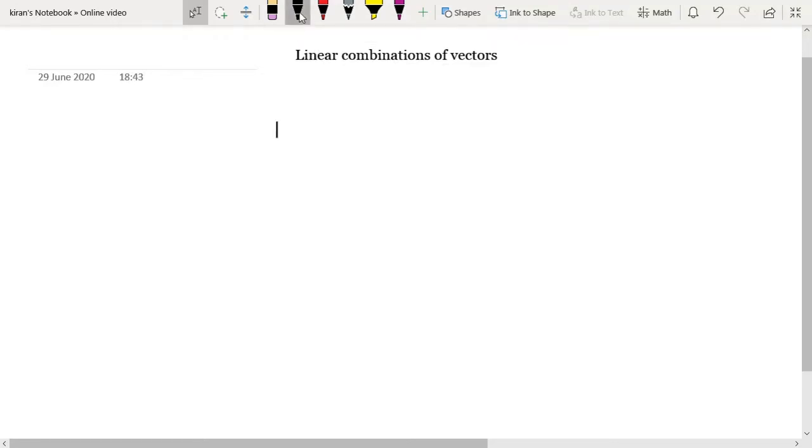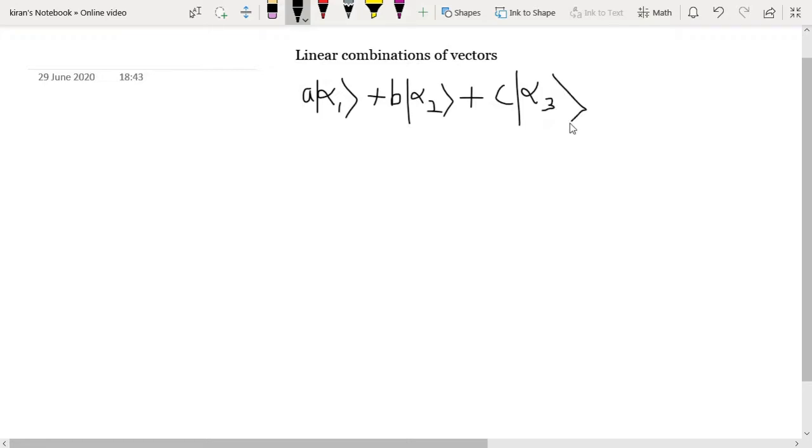So in case of linear combination, I can write something like this. Suppose I have a scalar a, I multiply that scalar by a vector, let's say alpha 1, plus a scalar b multiplied by vector alpha 2, plus scalar c multiplied by vector alpha 3. Such a combination of scalars and vectors is known as a linear combination of vectors.